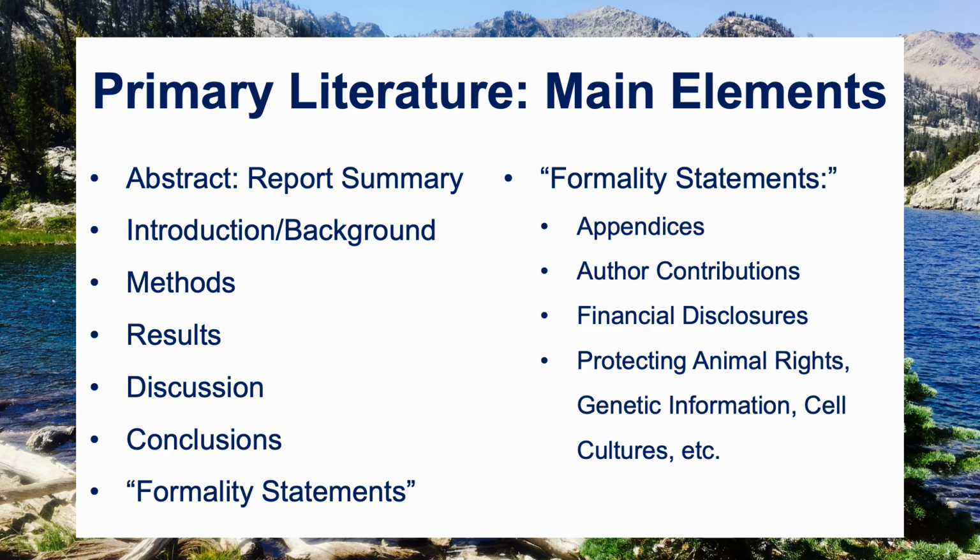So if we skip back over, that was the discussion section. Then we're going to see a conclusion section, which is usually just an overall 1-paragraph summary of the study and what the main takeaways are. And then we're going to see this little section that usually has formality statements. There might be appendices in here. You're going to see a paragraph on author contributions. So who did what, who contributed what and how to the study. There'll be a section on financial disclosures. So is anyone receiving funding from another company, for example?